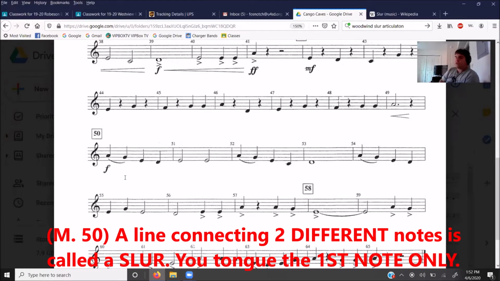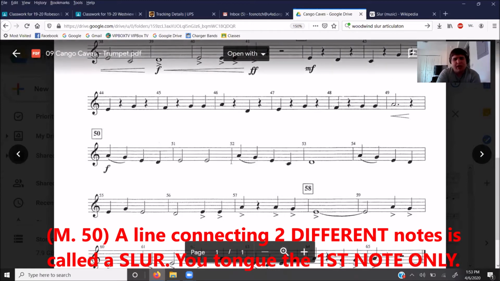Essentially what you do for a slur is you tongue the first note, but you don't tongue the second note. So I'm going to play it the way you would play it if you slur it, and I'll play it with just tonguing. You can hear a slight difference. You probably heard it. So when you play a slur, that means you only tongue the first note of the slur.